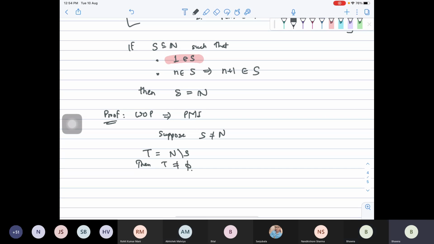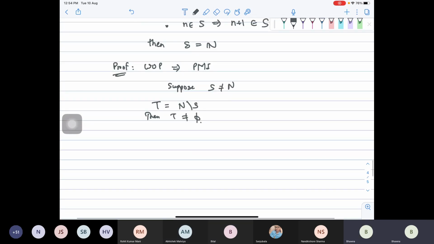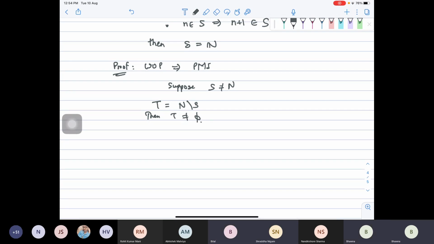If T is non-empty, then what does the well ordering principle say? It says that T has a least element, a unique least element actually. That means say L, that means L is less than or equal to t for all t in T.